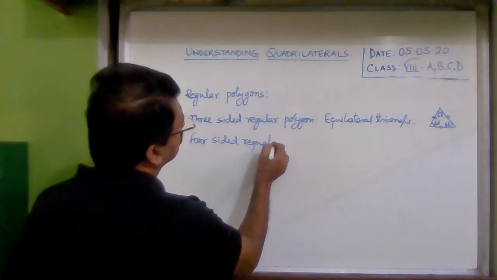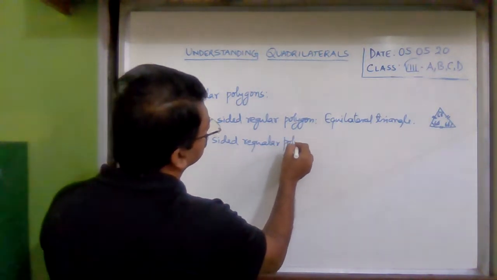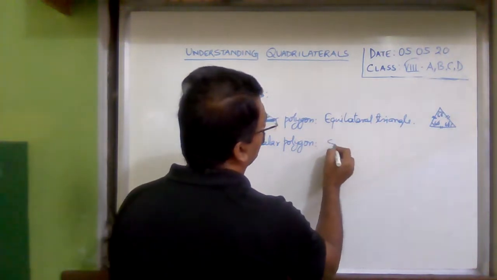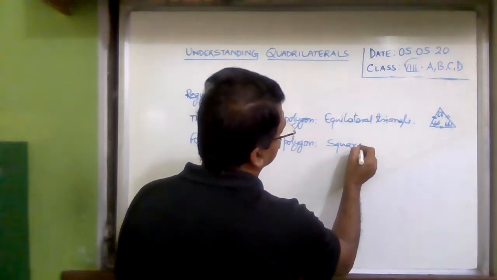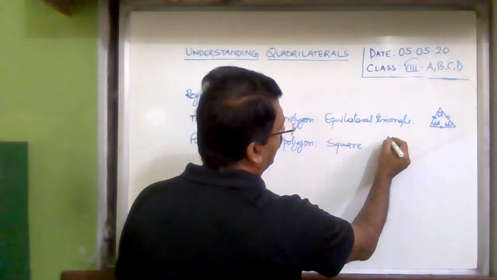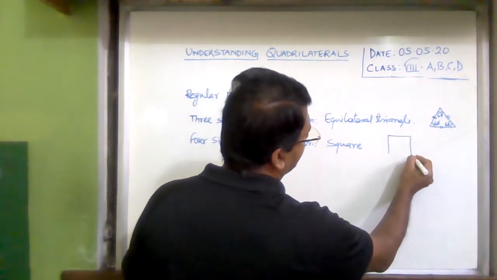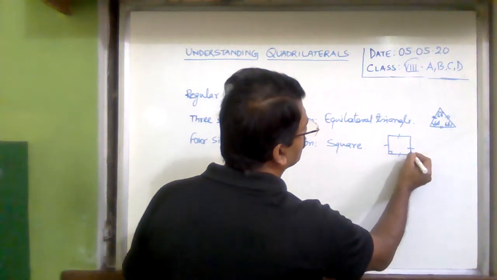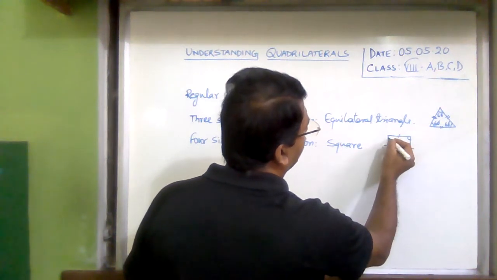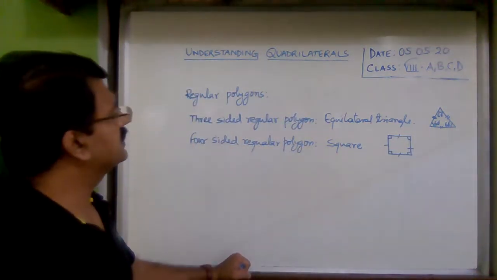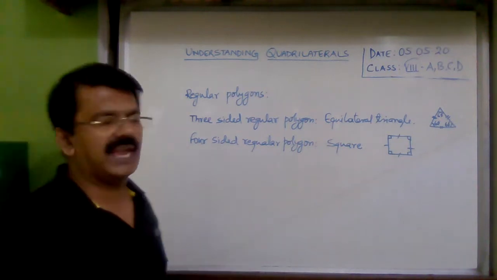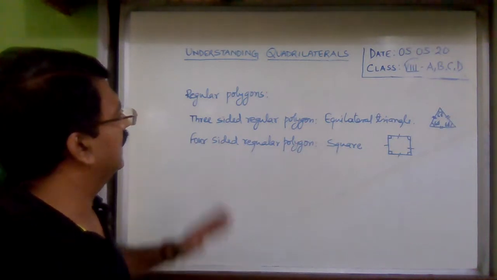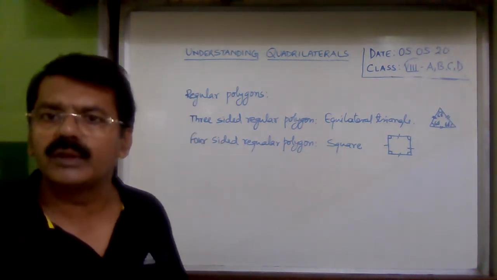regular polygon will be a square, because in a square all the four sides are equal and all the four angles are also equal. So a square is a four-sided regular polygon. Then we can have five-sided, six-sided, seven-sided, and so on. So this is the definition of a regular polygon.